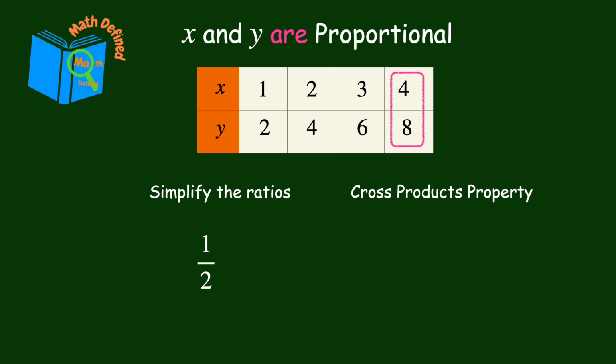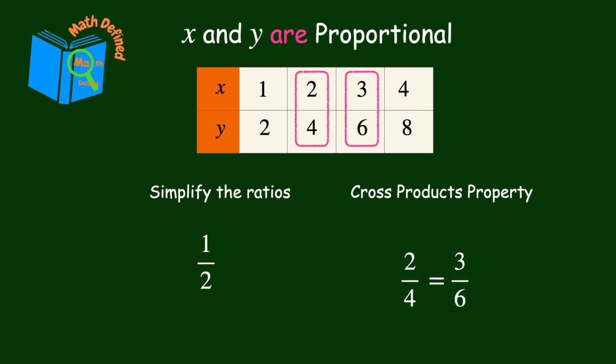Now let's verify using cross products. Let's compare 2/4 to 3/6. First, we multiply 6 times 2 to get 12, and then 4 times 3 to get 12. Since the cross products are equal, x and y are proportional. Keep in mind that if we had used just the cross products property to check for proportionality, we would need to check a couple more ratios to be sure.